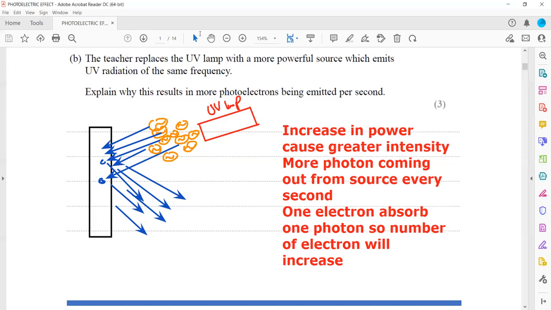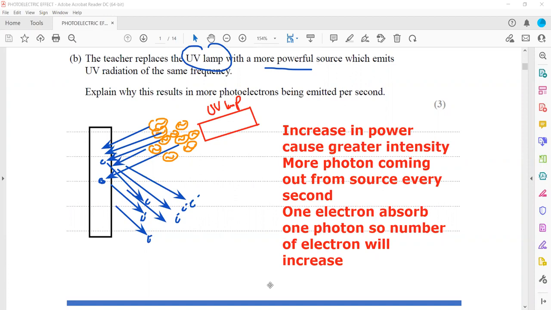So you have to explain this observation. What happens if a teacher replaces a UV lamp with a more powerful one? If the UV lamp is more powerful, it means it is emitting more photons every second. And the greater the number of photons, we know in the photoelectric effect one photon is absorbed by one electron. More photons means more electrons absorbing photons, and the greater the number of electrons that will come out from the metal surface. So the photocurrent, the current produced due to these electrons, will also increase.